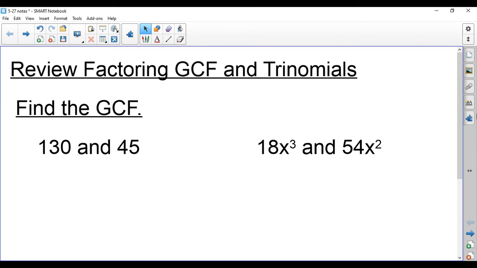Today we're going to do a review of the work that we've been working on for the past week and a half or so. And then tomorrow you're going to have a graded assignment on this material. There were 3 things that we did. 2 of them were very closely related to each other. We found the GCF, we factored out the GCF, and then we factored trinomials. I'm going to do a couple examples of each.